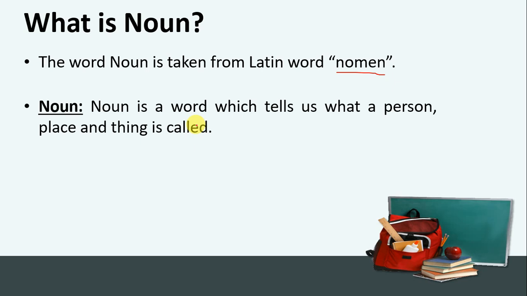You may also have a definition that noun is the name of person, place, thing, quality, quantity, etc.